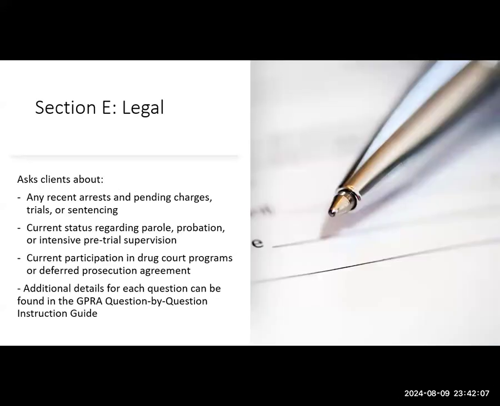Section E covers legal issues and asks clients about any recent arrests or pending charges, trials, or sentencing. It asks about their current status regarding parole, probation, or intensive pretrial supervision, and about their current participation in any drug court programs or deferred prosecution agreements.